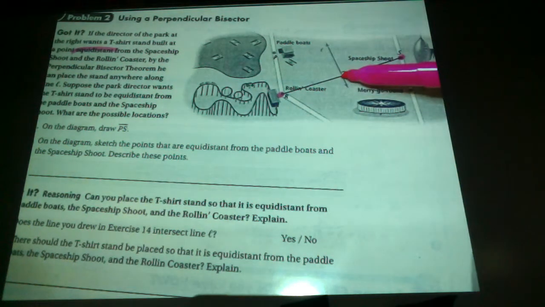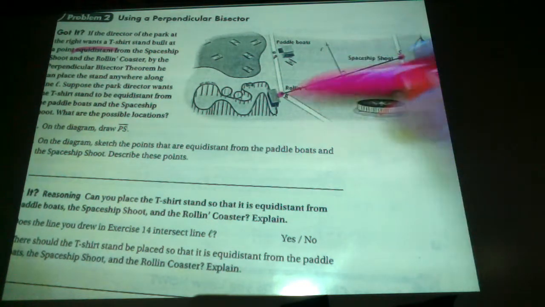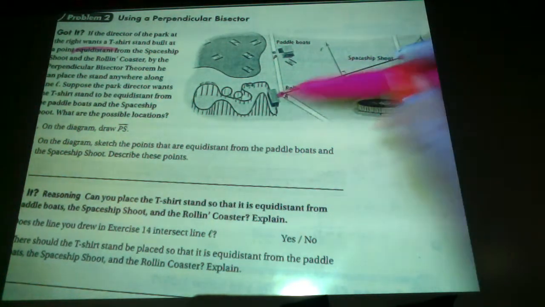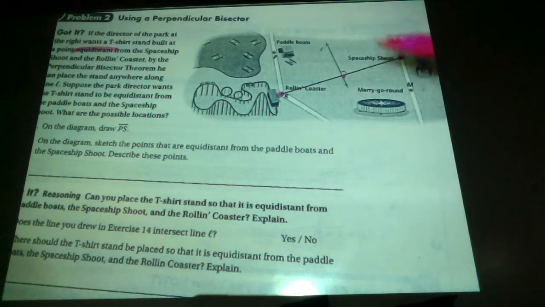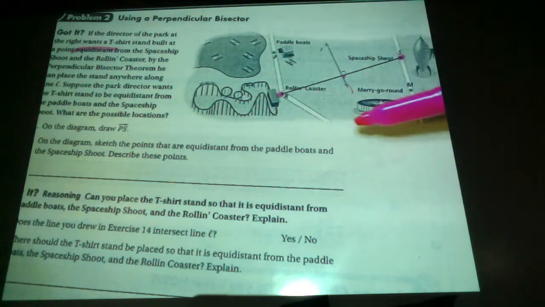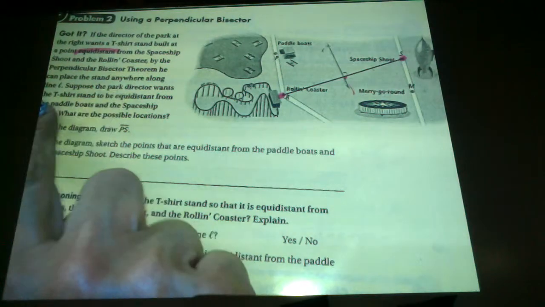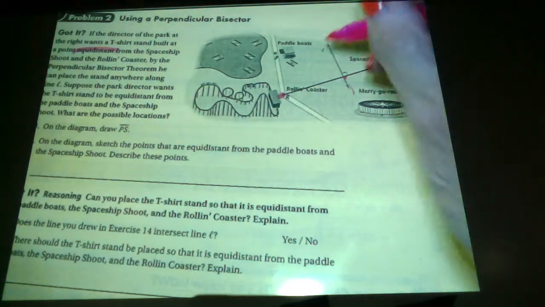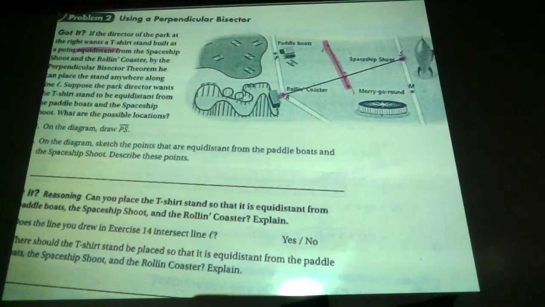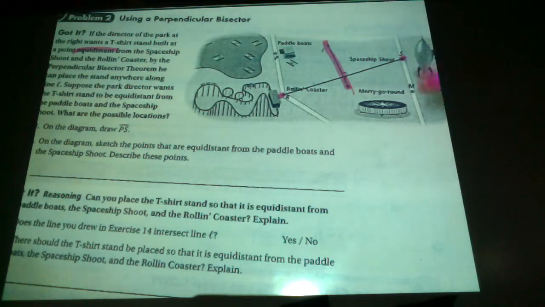So it could either be here, right? That point right there on the line that's directly between those two. Or it could be anywhere along the perpendicular bisector of the segment that connects the roller coaster and the spaceship chute. So I could do it anywhere along this line here, extended into infinity, or however long that park is. So it says, by the perpendicular bisector theorem, he can place the stand anywhere along line L. So we can place that stand anywhere along here, because anywhere along here is also going to be equidistant to those two points.